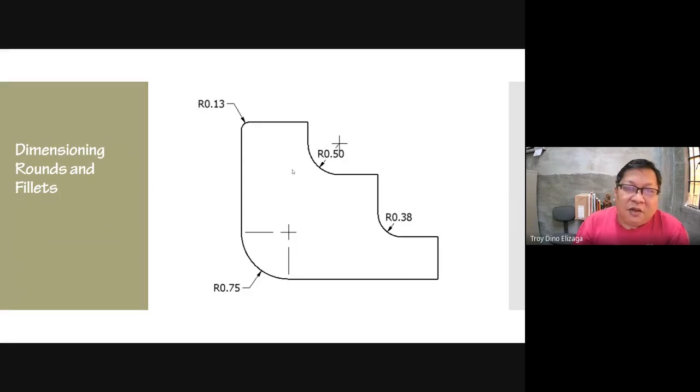Rounds and fillets. So okay, we indicate it this way. Sometimes we put the center line like this one, but if it is too small, we do away with the center line, or do the center mark with the cross, no? And then put the radius. So here, also this. So these are some ways of indicating the rounds, the radius.